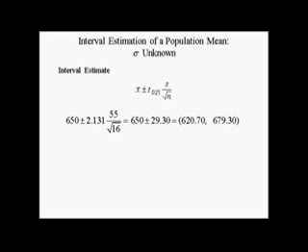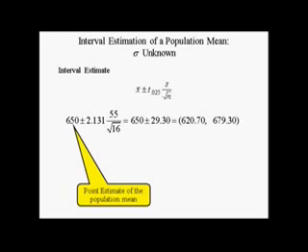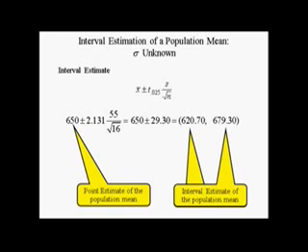or 620.70 to 679.30. The point estimate of the population mean mu is the mean rent from the sample. The interval estimate comprises two numbers, worst and best case scenarios.